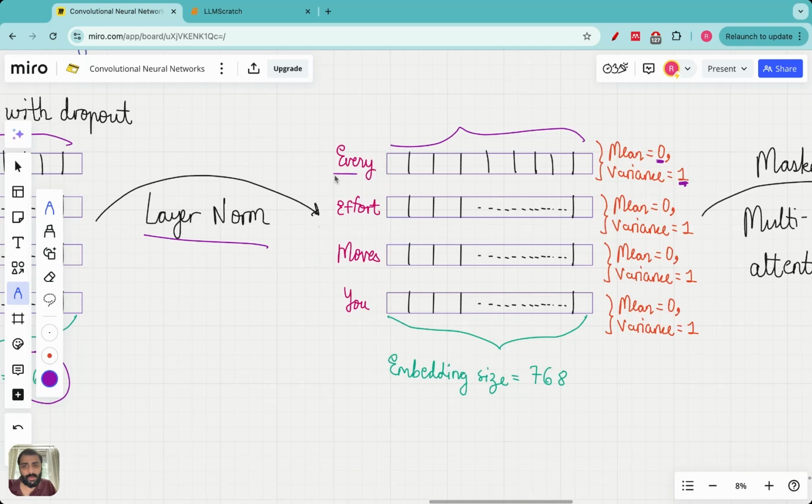So after we do it for the token every, we then move to effort. So we'll take all of these embedding values and we will normalize them. So we'll subtract the mean from every value and divide by the square root of variance. And this same normalization procedure will be done to moves and to u. So after the layer normalization is done, when we look at every token and when we look at the values present in the embedding, we'll see that the mean of those embedding values is equal to 0 and the variance of those embedding values is equal to 1 for every single token. Layer normalization is performed to improve the stability during the training procedure.